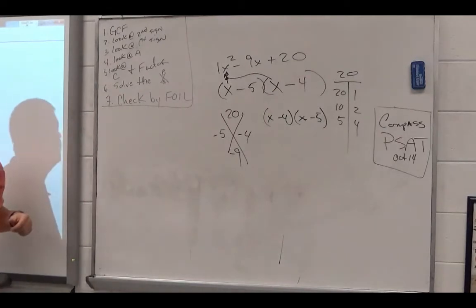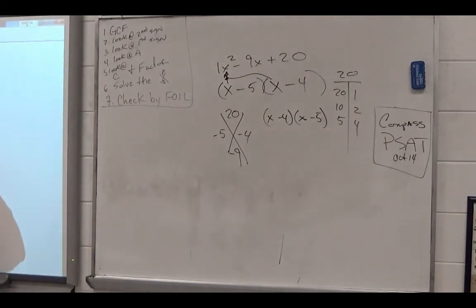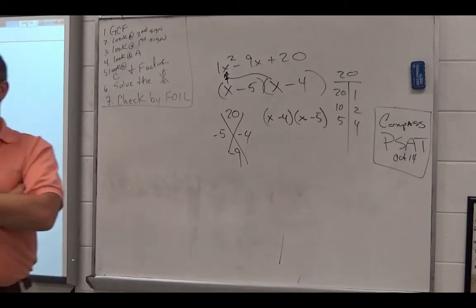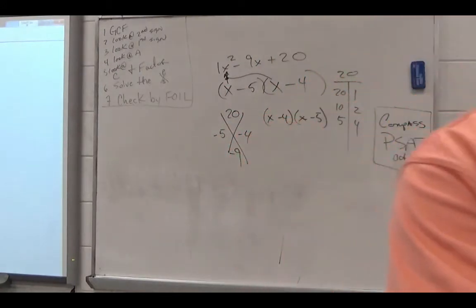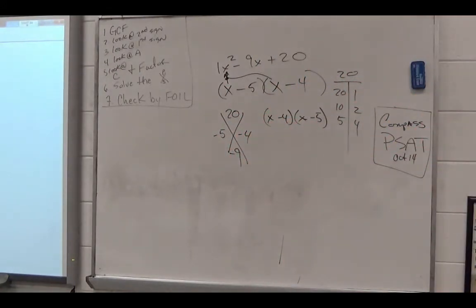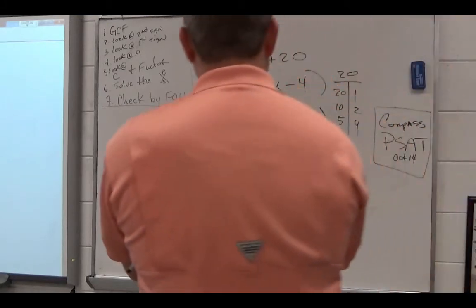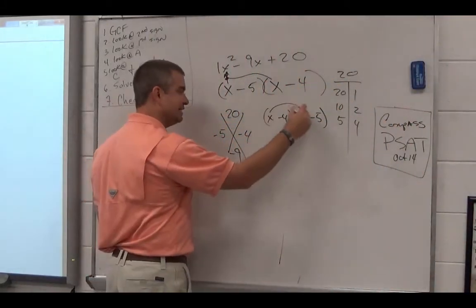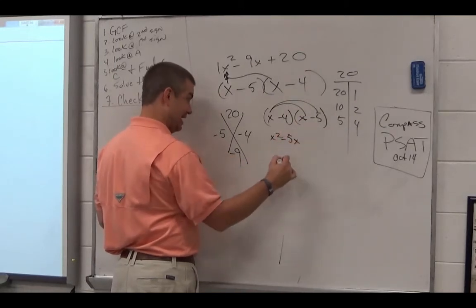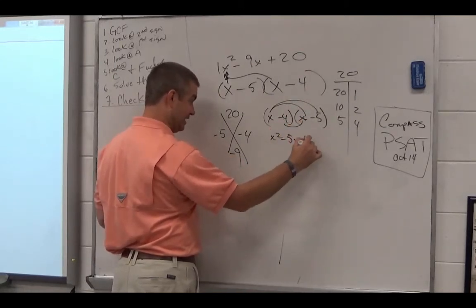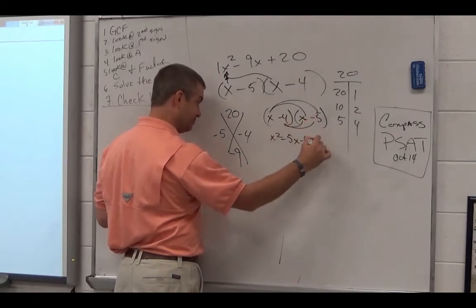All right, last step. Number 7, what does it say? Check by FOIL. What does FOIL stand for? First, outside, inside, last. Write it down. Now, what in the world does that mean? I'll do this one right here. That means x times x is x squared. That means x times negative 5 is negative 5x. Negative 4 times x is negative 4x, and negative 4 times negative 5 is positive 20.